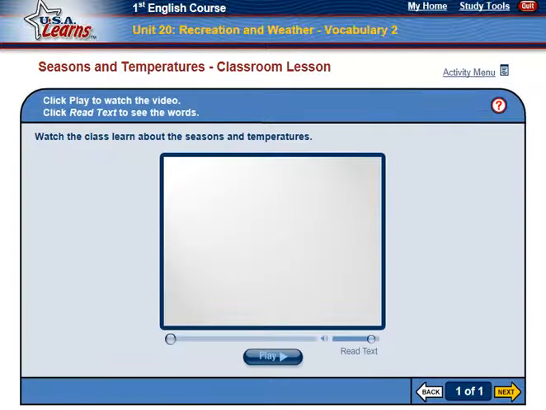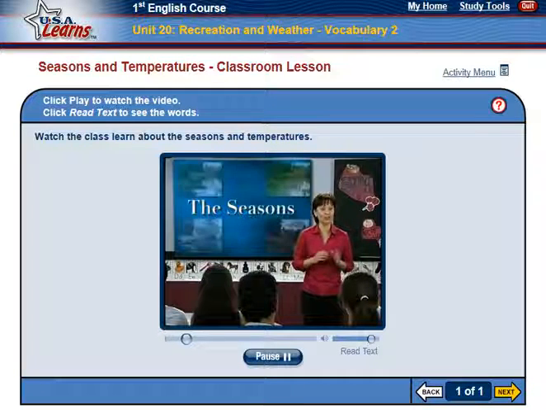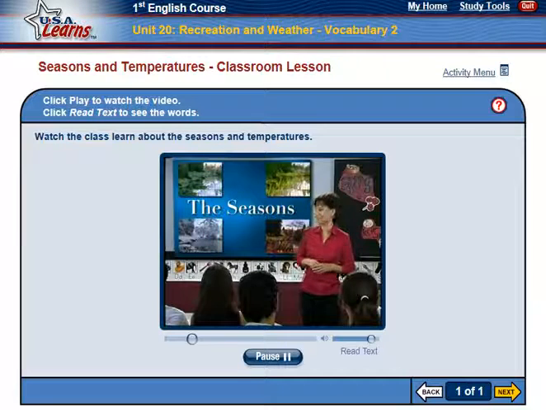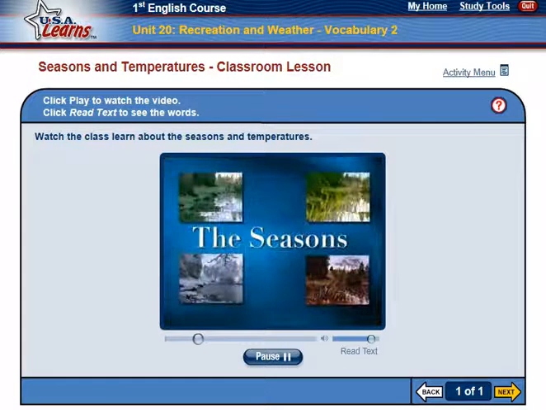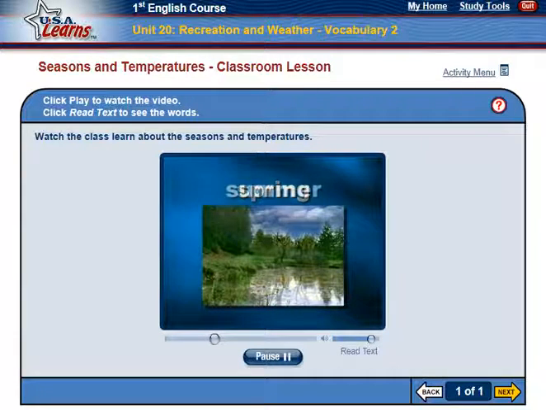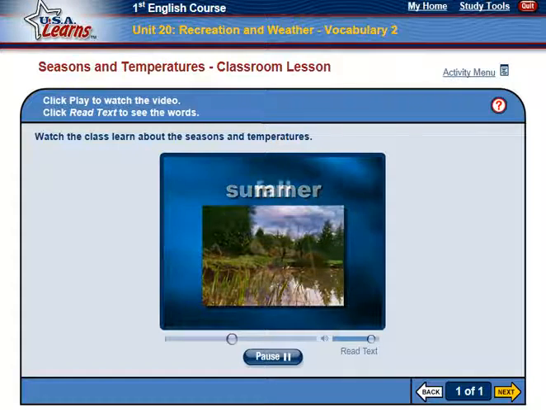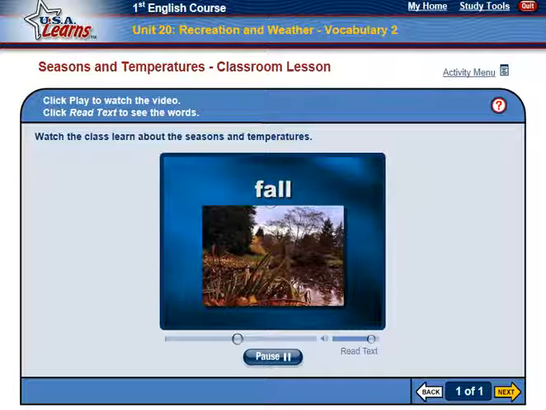The weather can change every day, but it also changes with the seasons. Let's learn about the different seasons. The seasons. Spring. It's cool and windy in the spring. Summer. It's hot and sunny in the summer. Fall. In the fall, it's cool and cloudy. Fall is also called autumn.